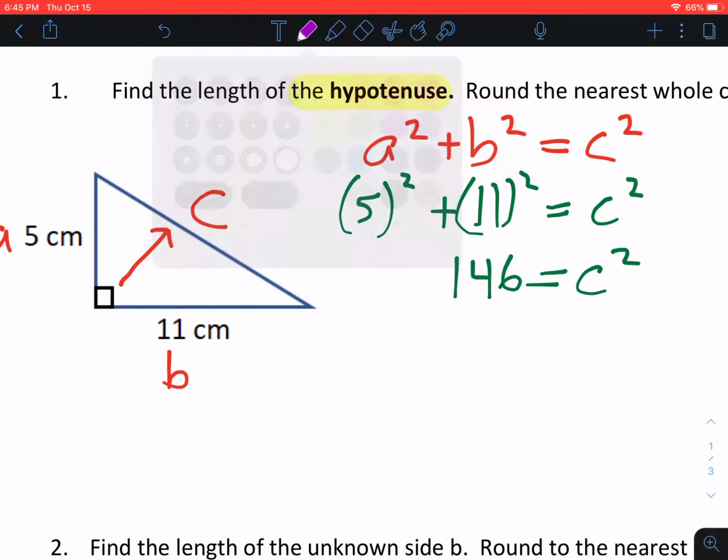Now, I don't want C squared, I want to find C by itself. So I need to undo the squaring of C, and the way I do that is I take the square root. And I need to take the square root of both sides because this is an equation, and so whatever we do to one side of an equation, we have to do to the other side.